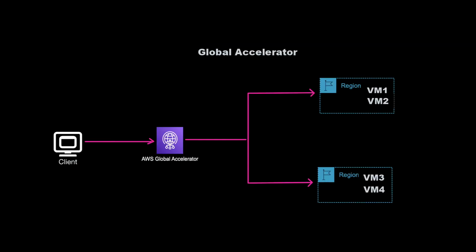Let's see all of this practically. I am going to create 4 virtual machines across 2 different regions. That way we have 2 virtual machines in each region. We are going to access these virtual machines via Global Accelerator. An important point to note is that Global Accelerator will always redirect the client request to the nearest region from the requester based on traffic dial and weight.